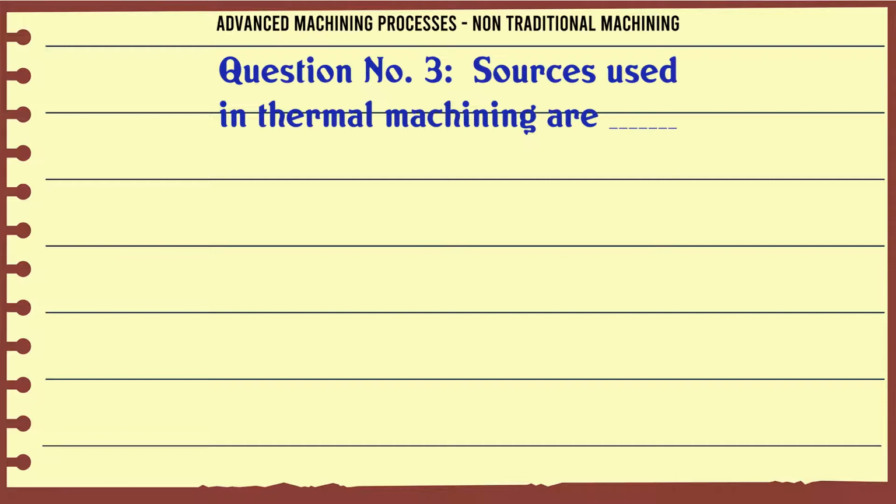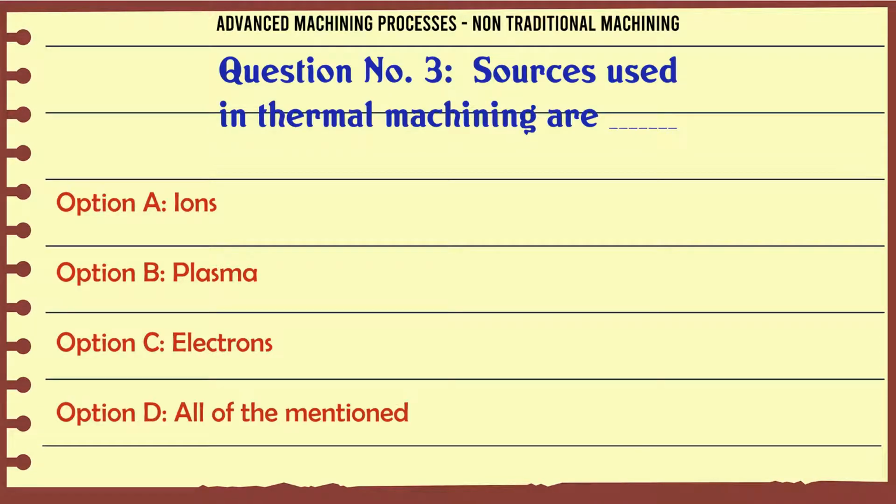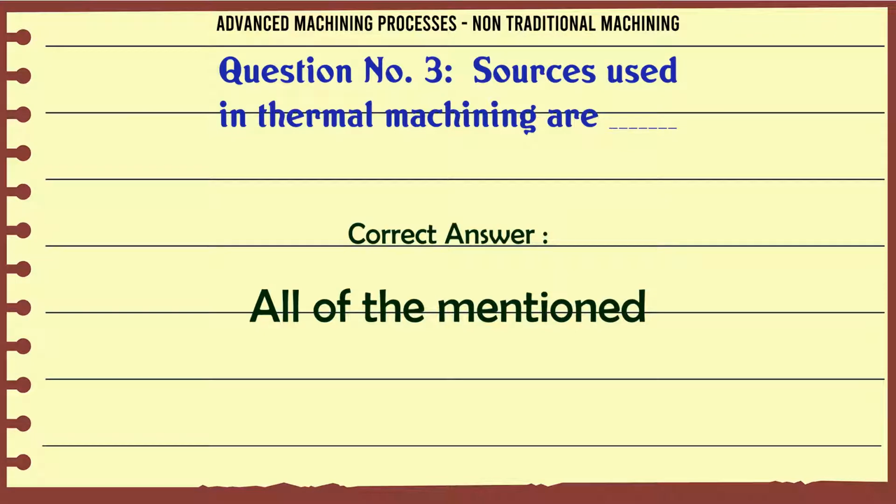Sources used in thermal machining are: A. Ions, B. Plasma, C. Electrons, D. All of the mentioned. The correct answer is all of the mentioned.